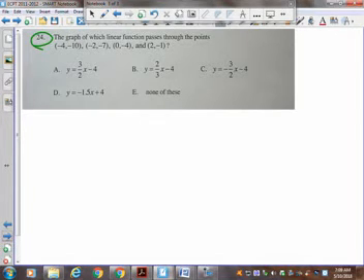24. Graph of the equation that passes through these points. And you have all these choices. All right, first of all, which point in this list is most important? That's right. Why?